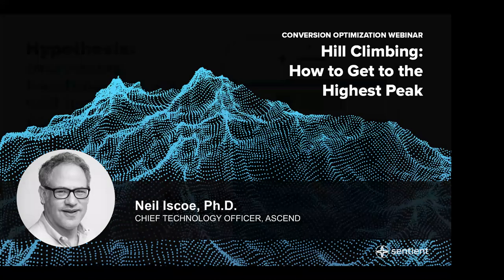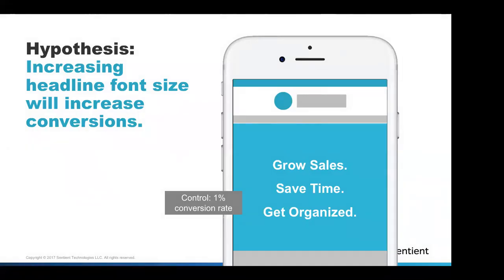Let's jump right into testing. Here's a mobile mock-up. We've got this headline, grow sales, save time, get organized. And let's say that this mobile site is currently converting at 1%. So the control is 1%. That's our conversion rate. And we have a hypothesis: let's make this site better by increasing the headline font size. Seems like a good idea. Of course, what does it have to do with hill climbing?